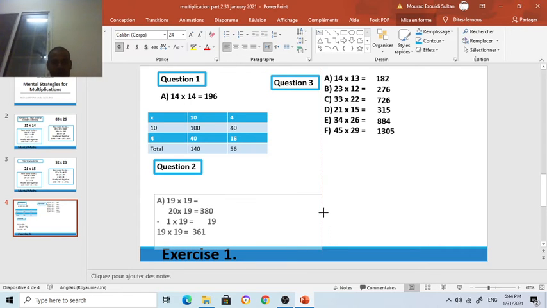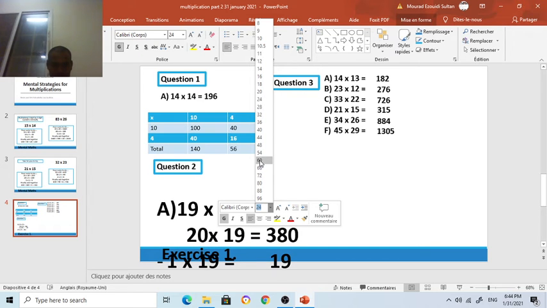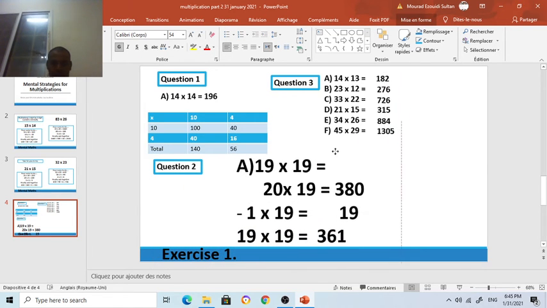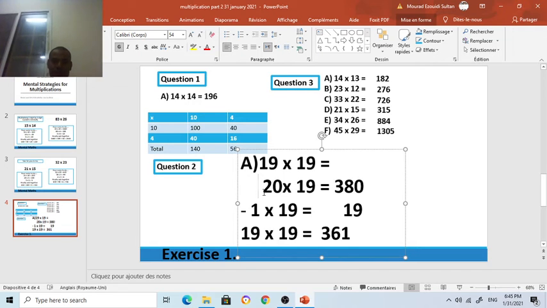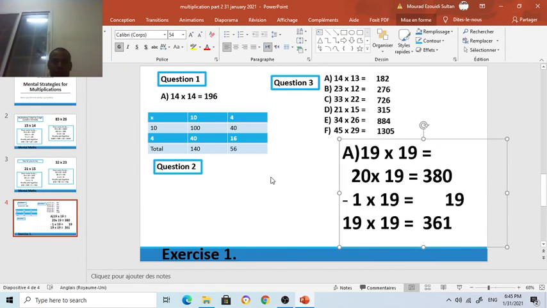This is a method if you would like to use it. Okay, my learners, I will try to extend this one and make it. Then I will write it here. We told 19 is 20 minus 1. I make 20 multiplied by 19, then minus 1 multiplied by 19. Then 20 minus 1 is 19, multiplied by 19 gives us 380 minus 19. It will be 361. This is question number 2, my learners.